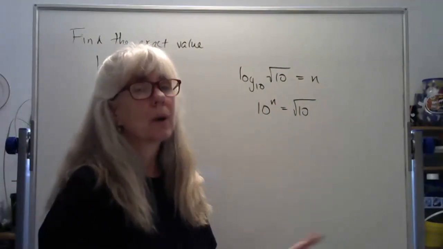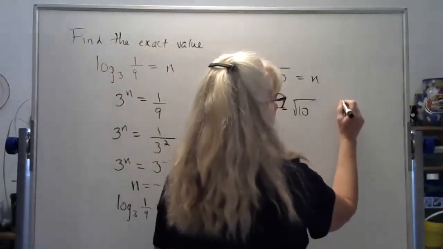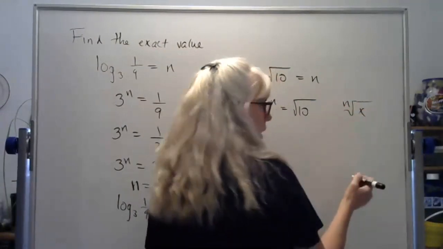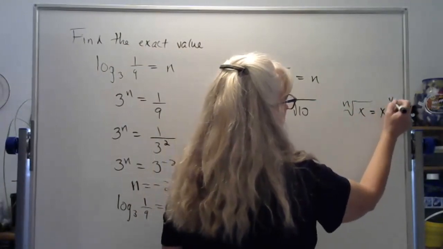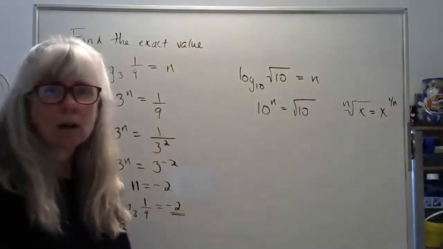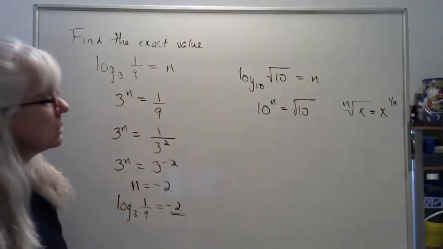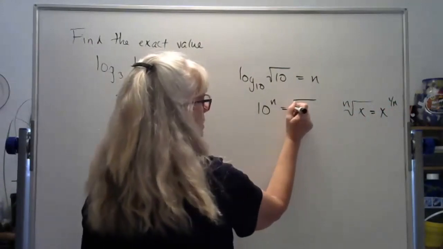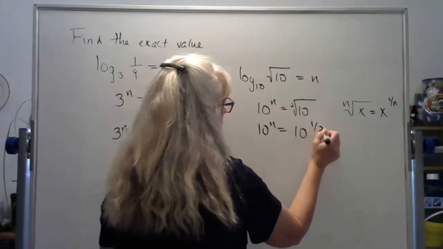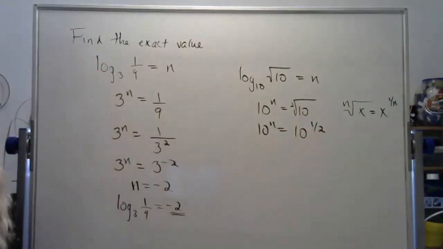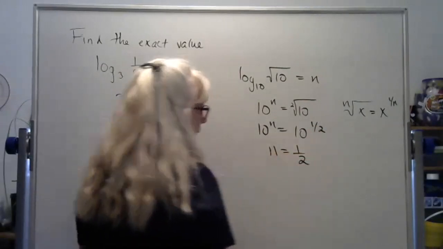So if you remember from previous exponent work and probably the 101 course, when you have the nth root of an argument, that's the same thing as x to the 1/n power. So a radical is a fractional exponent. A denominator is a negative exponent. So what that means, because there's an invisible 2 right there, is that the right side is 10 to the 1/2 power. And now that the bases are the same, you can set the exponents equal. So n is equal to 1/2.